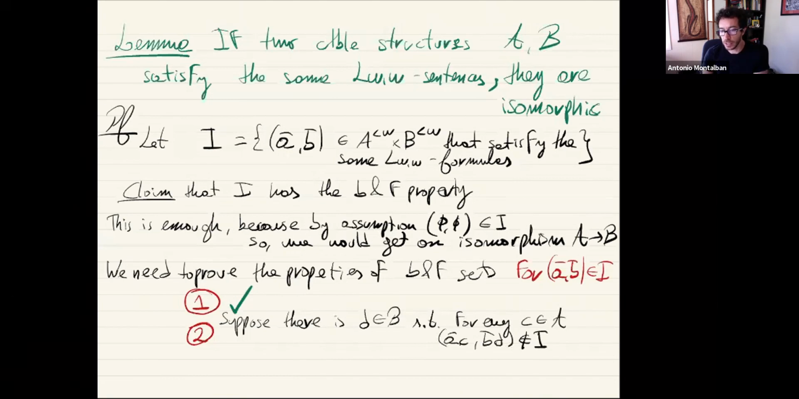Suppose there is no way to match this D. There's no C that matches the D. Okay, so how are we going to get a contradiction from here? So for each C in A, let me write this here so we have more room, we know that this tuple doesn't belong to I.